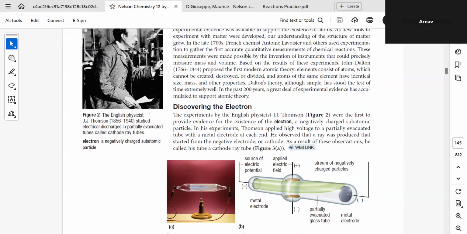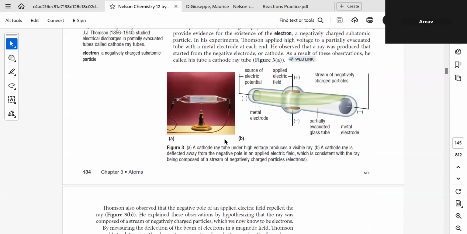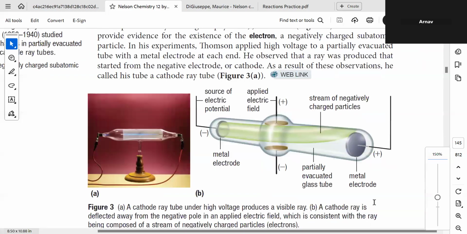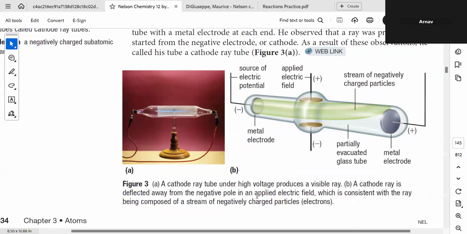Then came the scientist J.J. Thomson. What J.J. Thomson was trying to do was study how gases can conduct electricity, the conduction of electricity through gas. His objective was to understand whether gas can conduct electricity.